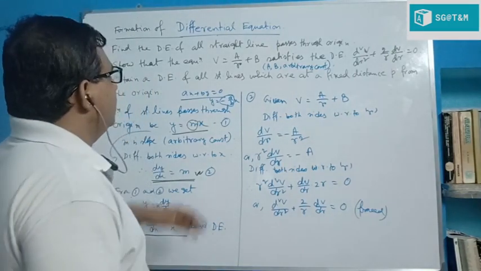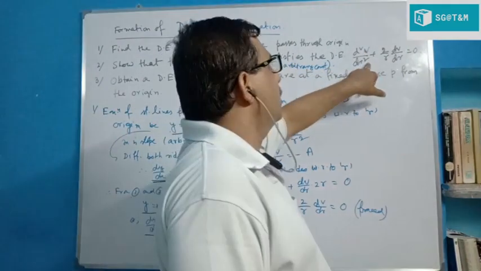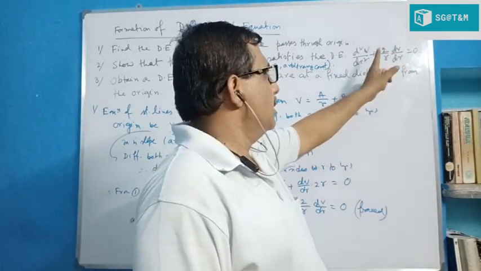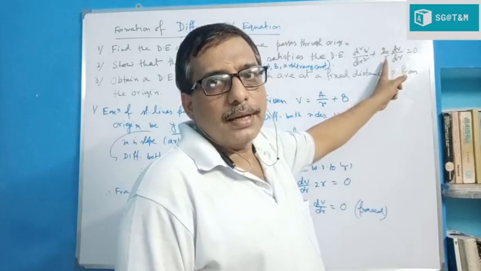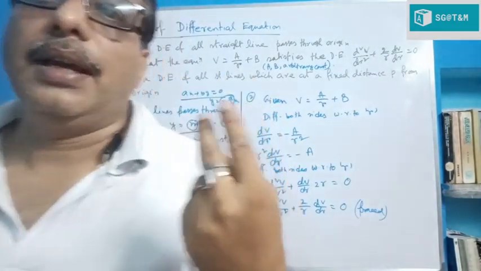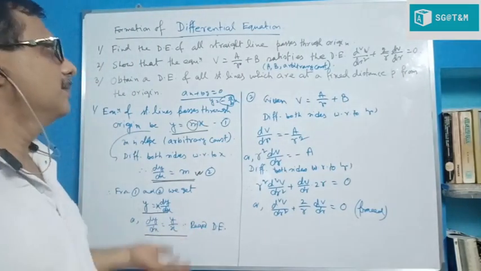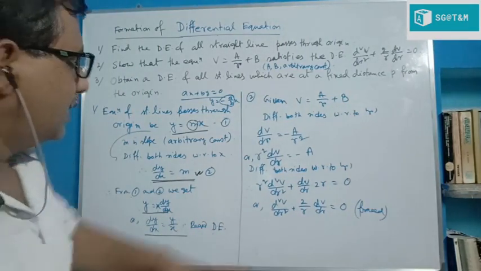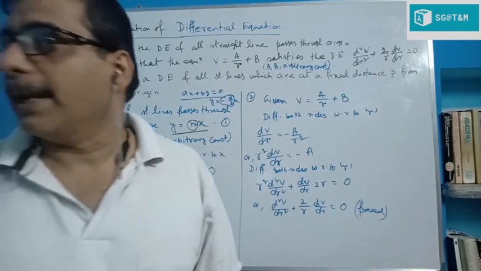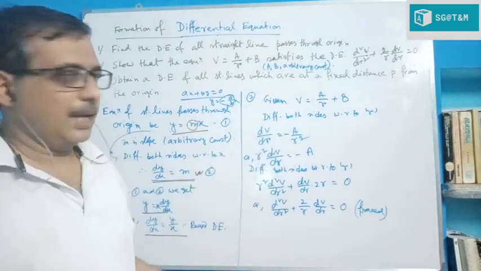Given that v is equal to a by r plus b satisfies the differential equation d2v/dr2 plus 2 by r dv/dr is equal to 0. This is the differential equation, free from the arbitrary constants a and b. So here there are two arbitrary constants, a and b, and we have to eliminate a and b. This is just the formation of a differential equation. We have already done this type of problem in second order derivatives.